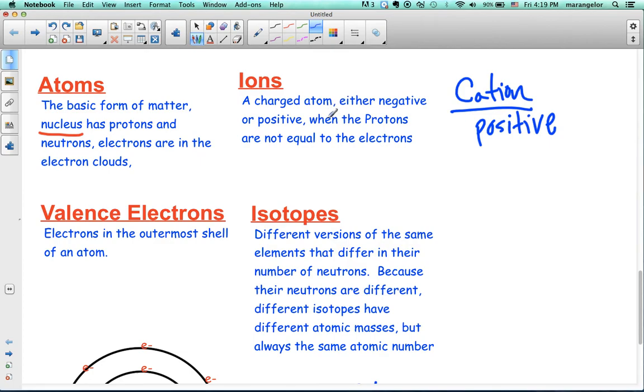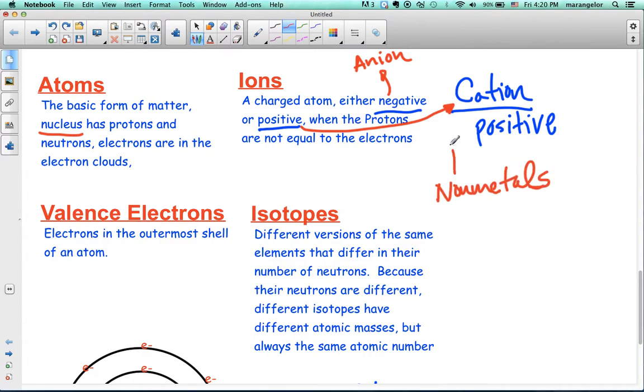An ion is when the protons are not equal to the electrons. So it is now a charged atom. It can be either negative or positive. If it is negative, then it is called an anion. But if it is positive, it is called a cation. So metals become cations, and nonmetals will become anions.